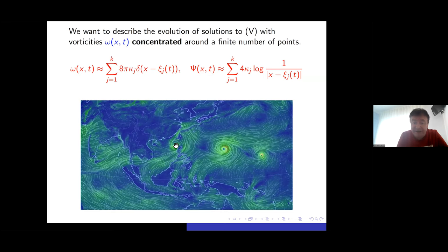What we are interested in here is in describing the dynamics of solutions with highly concentrated vorticity, that is, when some parameter reaches a singular limit.